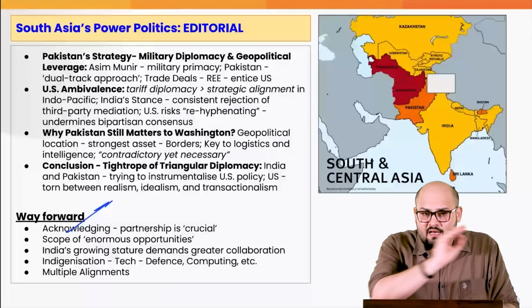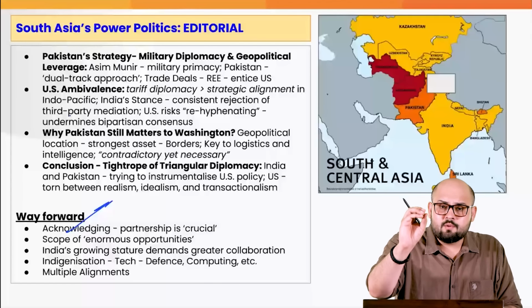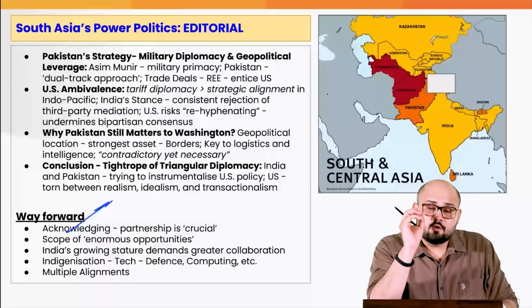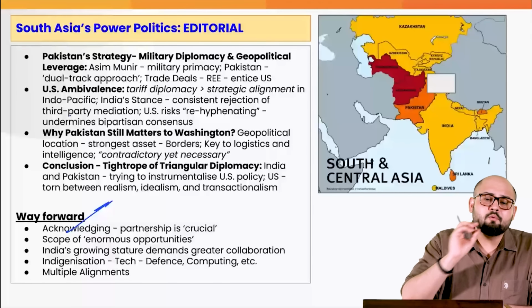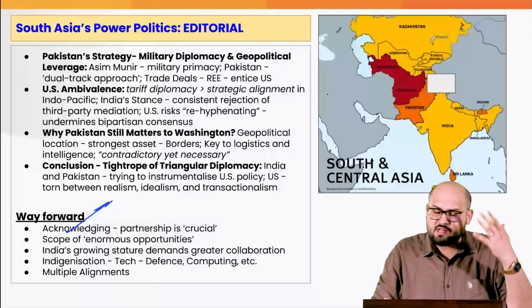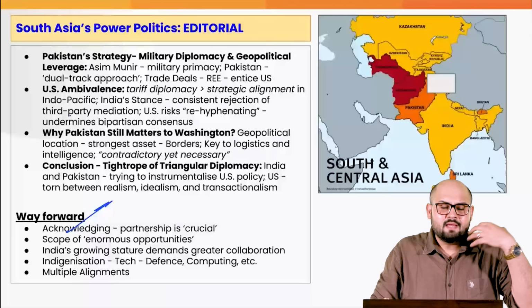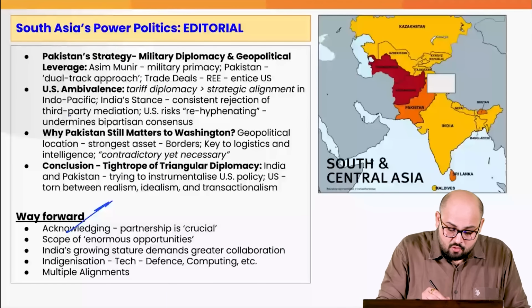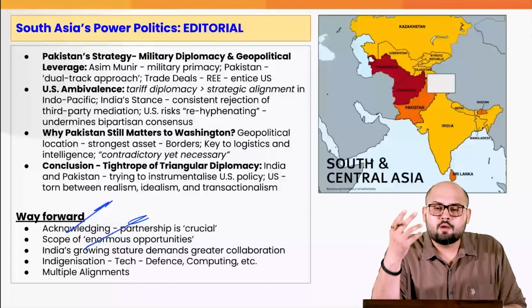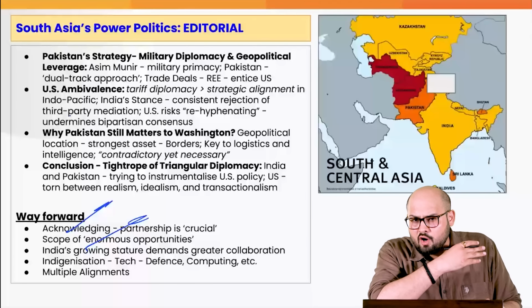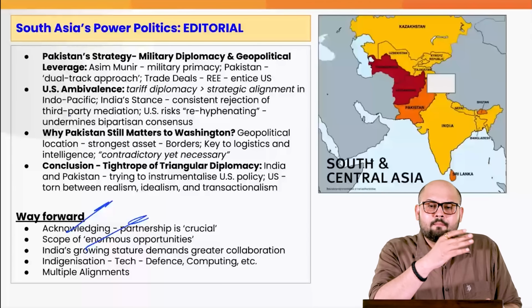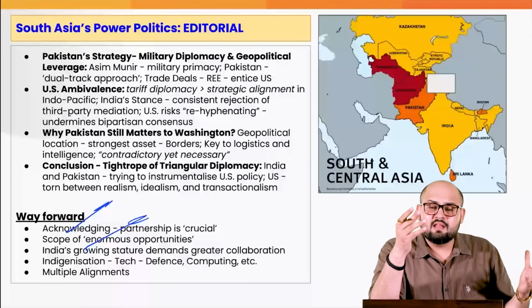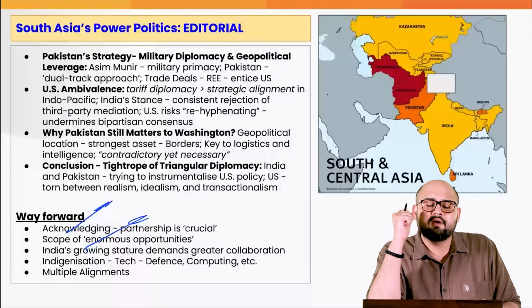That should be very clearly communicated to the US: you do whatever you want to do, but do not do anything which compromises our interests. Also, the US is very important. Be it technology or the counterterrorism aspect, the US is again very important. Then we have scope for enormous opportunities, be it economic and business interactions. We have thousands of companies ready to invest in India and earn billions of dollars catering to the market of India.